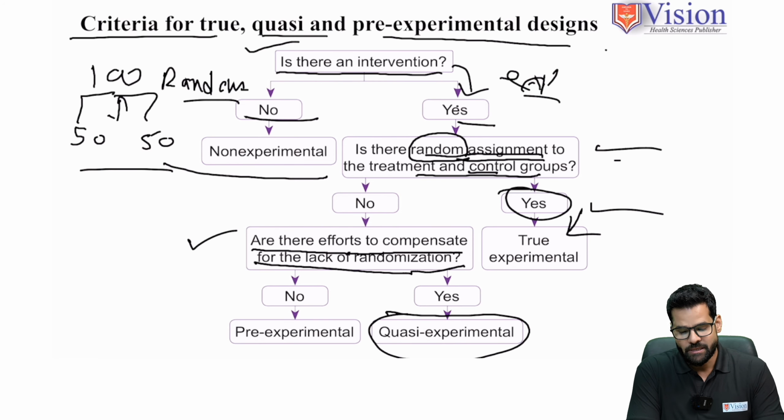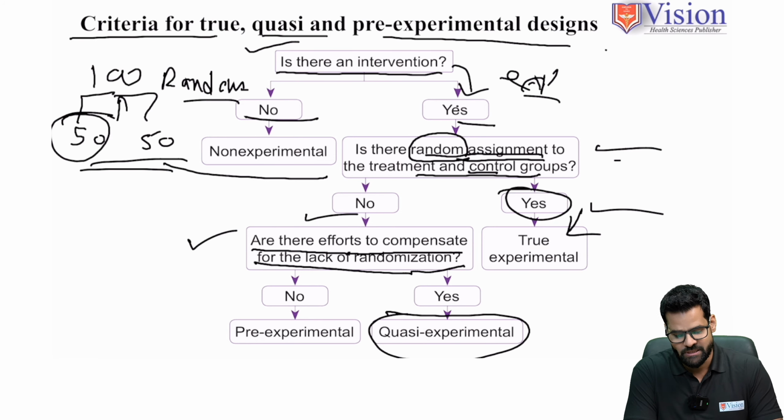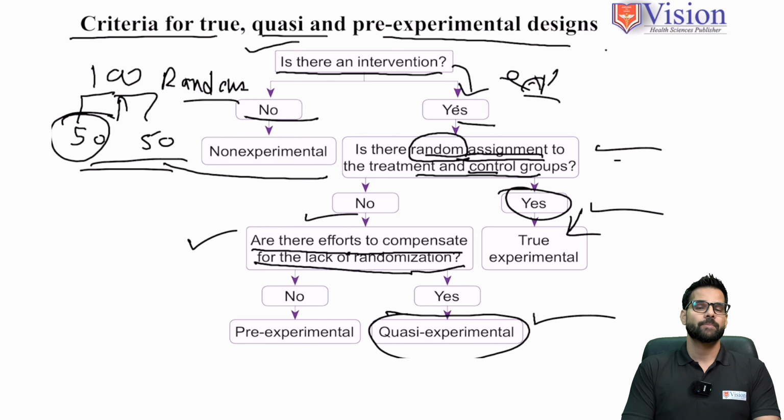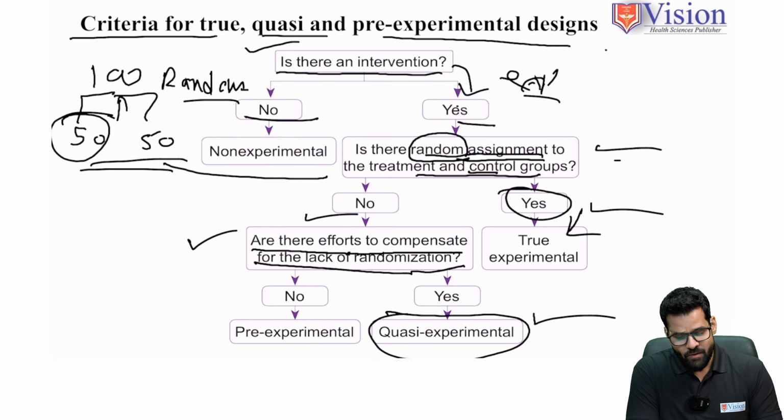What is that compensation? We do not have randomization, accepted, but still we have a control group. Still we have a group of subjects against which the performance of the subjects in the experimental group would be compared. So for that reason we say yes, there is a compensation, so we call it quasi-experimental.